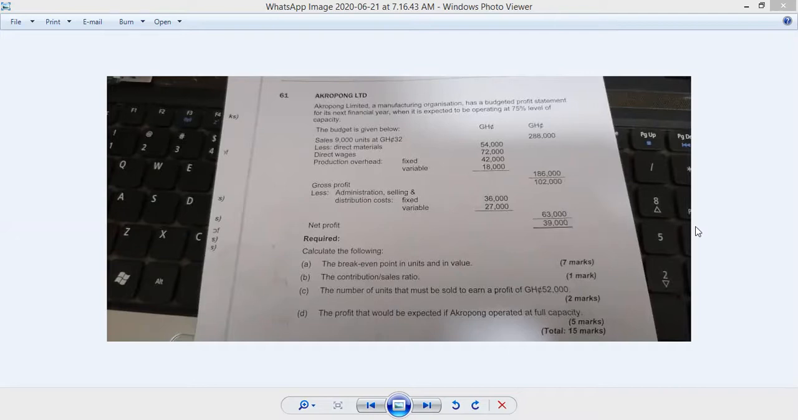So we start. Direct material is 54. You note it, you put it down. Wages, 72, that's direct labor. You add. Production overhead, fixed. This one is not a variable cost, so don't include it. Variable production overhead, 18, add it. Then jump to distribution cost, variable, 27, add it. What do you get? That's what I'm looking for. How do you get that?